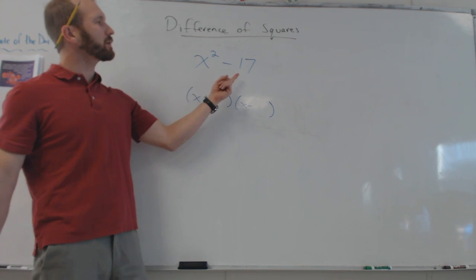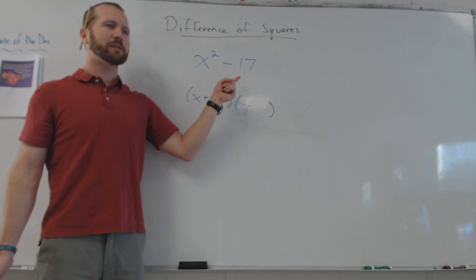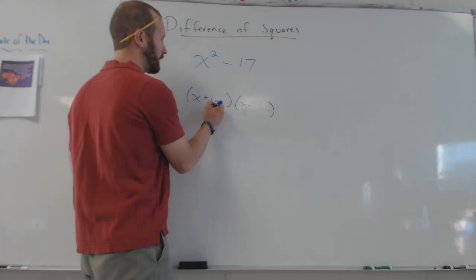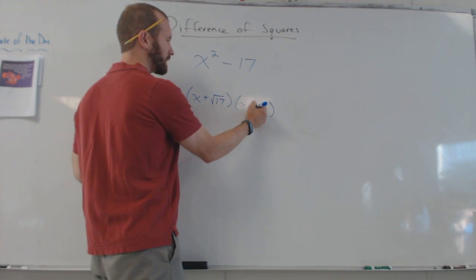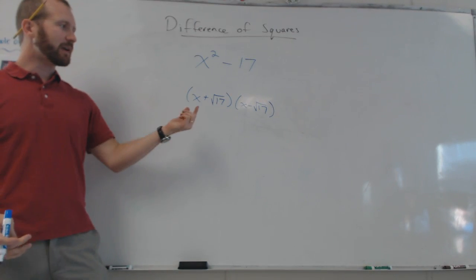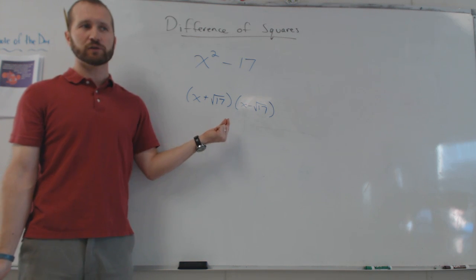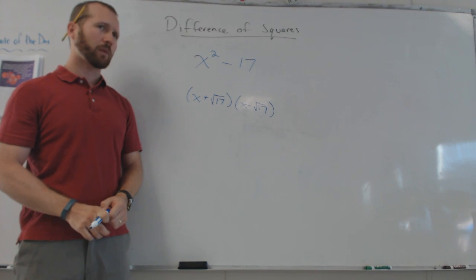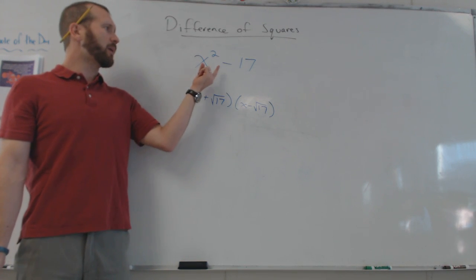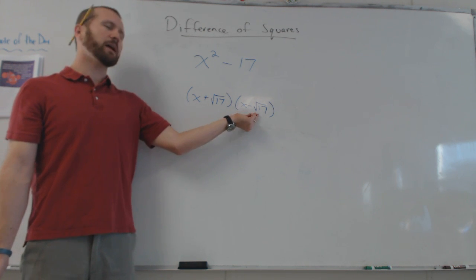Let's think about it. What are we really looking for? We're looking for the square root of 17. 4.1231056. We're looking for the square root of 17, right? So I could factor this. It doesn't factor into rational numbers. Yeah, the square root of 17 is a number. So if I wanted to factor this, I would have to just say x plus the square root of 17, x minus the square root of 17.